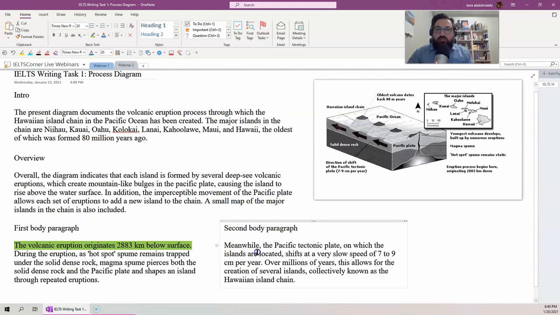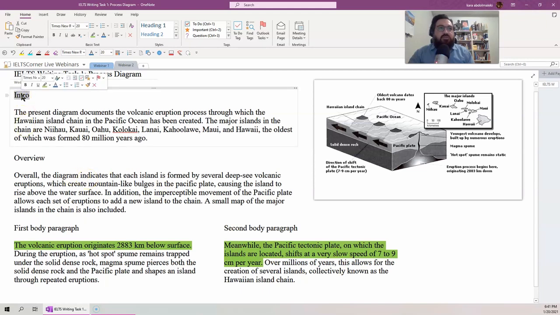I think I kept it under 200. So here again I have a clear, rather short topic sentence, and it talks about the Pacific tectonic plate. So the logic is very clear. The logic of dividing the information is that one paragraph talks about the process of eruption, and the other paragraph talks about the process of movement of the plate. Okay? And those two processes happen at the same time. Therefore, I used meanwhile here. And that's it. That's the essay.